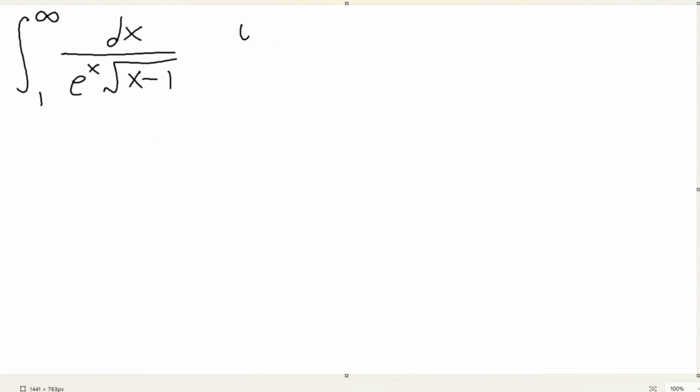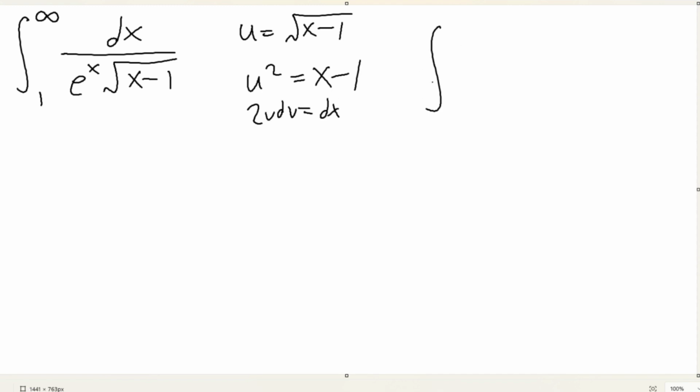Let u equal square root of x minus 1. Then u squared is equal to x minus 1, and 2u du is equal to dx. If you plug in infinity and plug in 1, it's 0. So we have 2u du, then we have e to the x, which is u squared plus 1, and then we have u here. This cancels out.